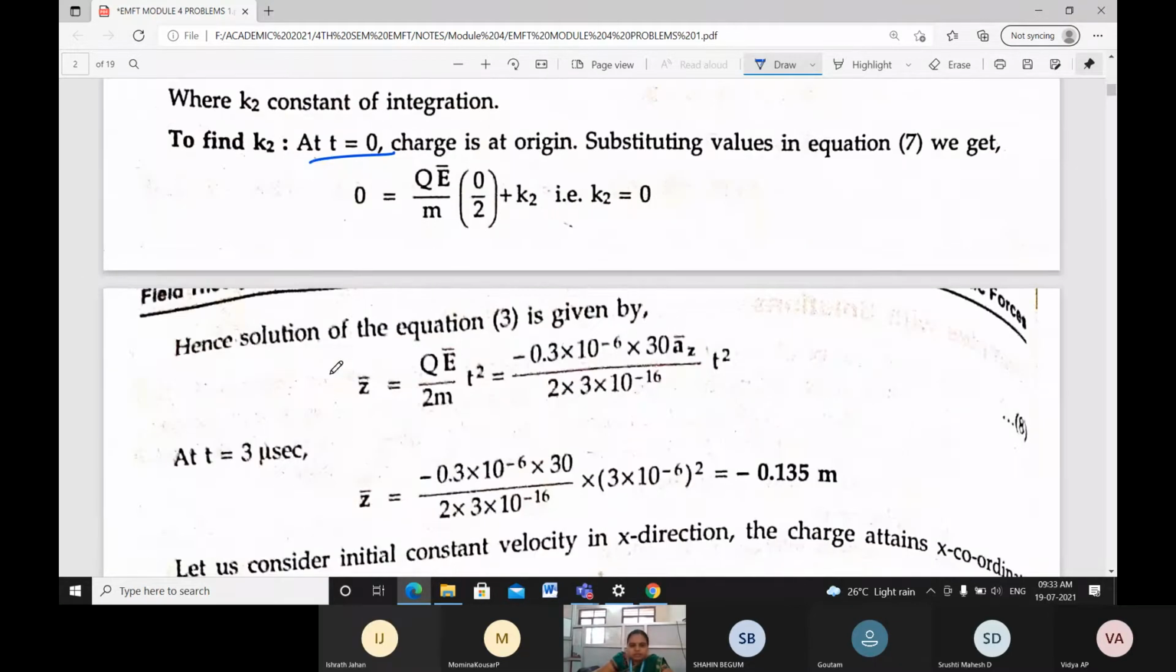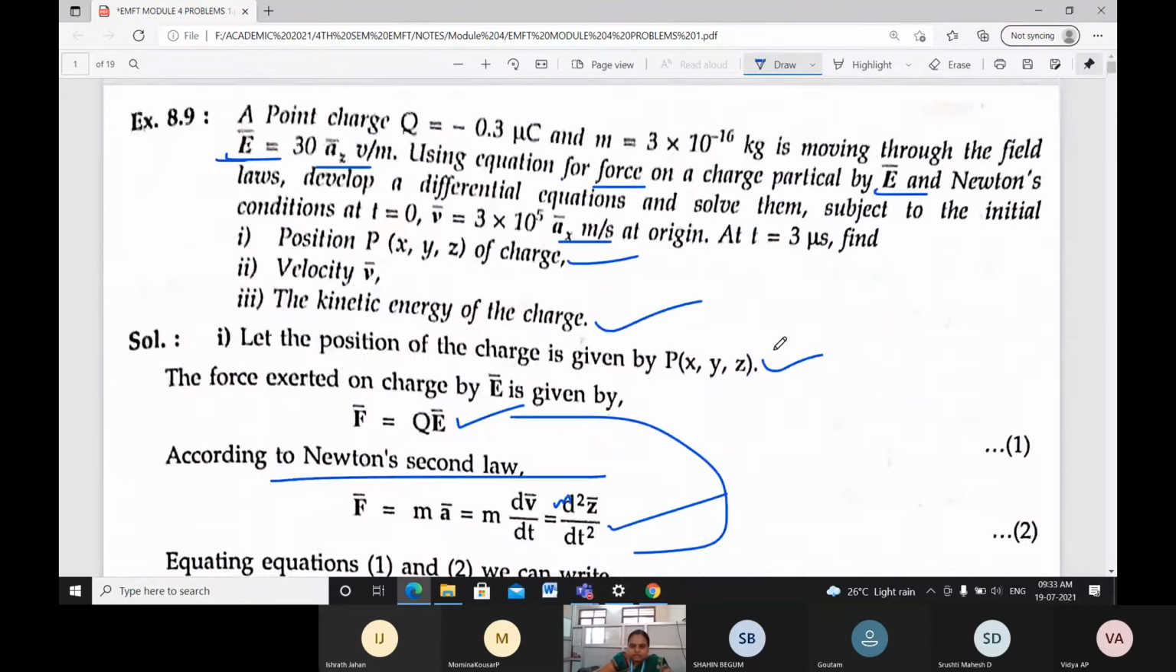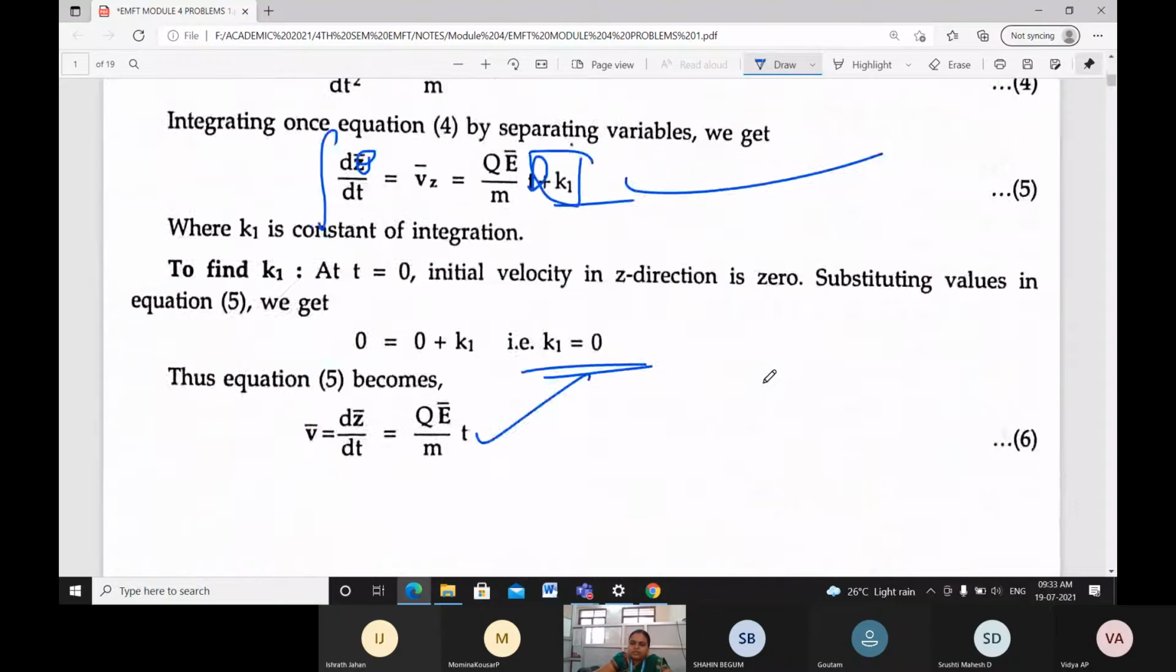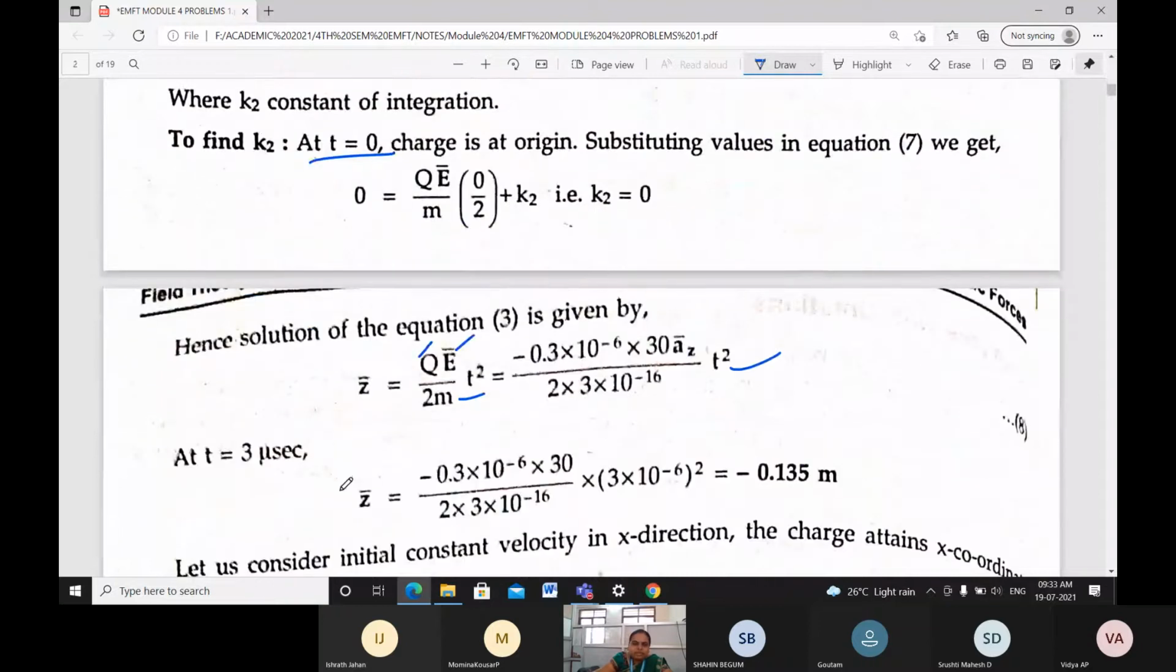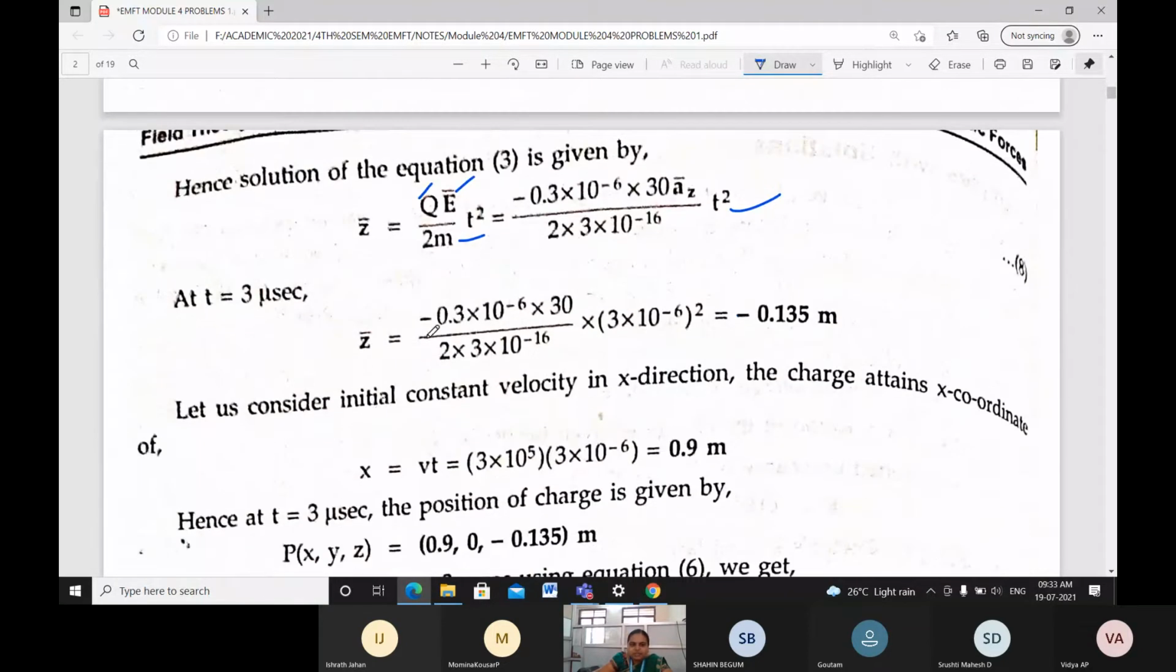Therefore, the equation is now Z equals QE divided by 2M into T squared. We know all the values here. You just have to substitute those: Q, E and also M. And T is also given to us, that is 3 microseconds, that you have to substitute here. Then you will get the value for Z as minus 0.135 meters. The distance we are calculating, for that reason. Then we got our Z value now.